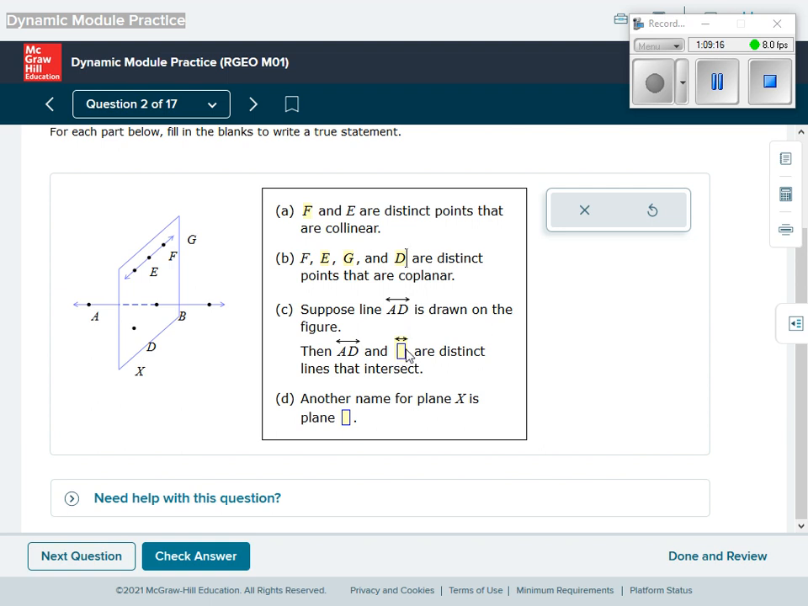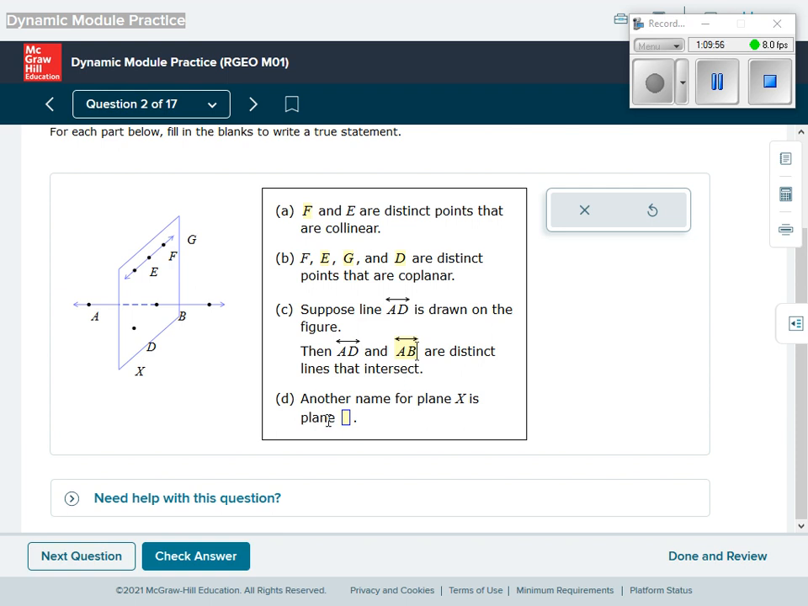Segment AD and segment, what line would intersect with line AD in my picture? First of all, is line AD in my picture? Could you draw it in there if you wanted? Yeah, so it'd go like from here down to there, something like that. What line would intersect with that? Line AB. So let's put AB in there, see if we get that one right.